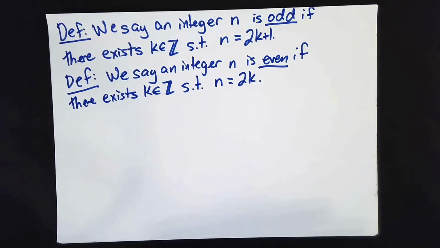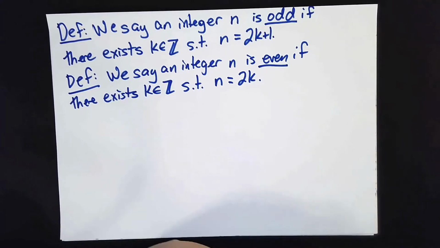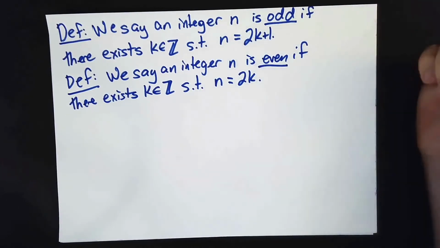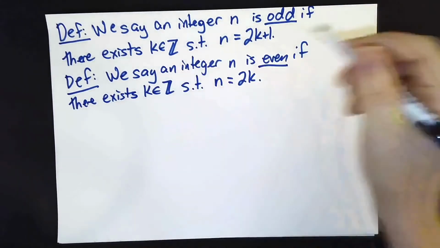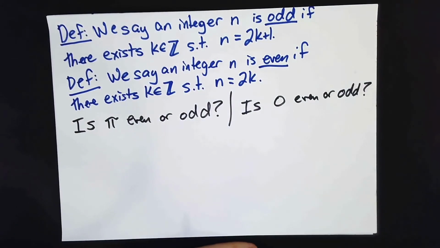Now, I want to note a few things about this. First of all, if you have these definitions, then you can answer 2 things I'm often asked, in fact, 2 things that often get debated on the internet. Namely, is pi even or odd, or is 0 even or odd?